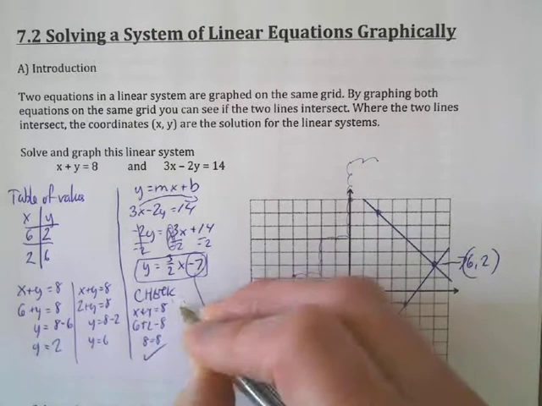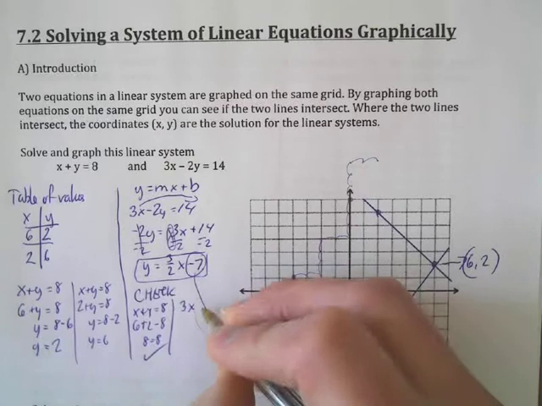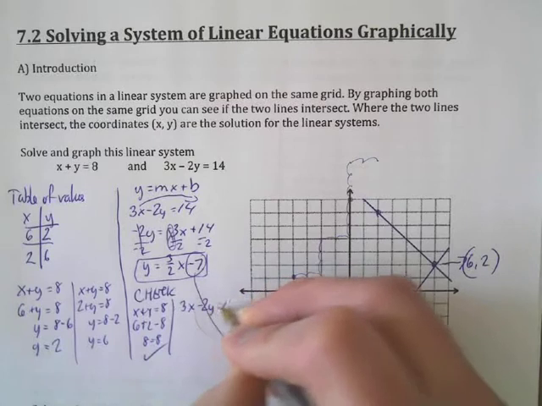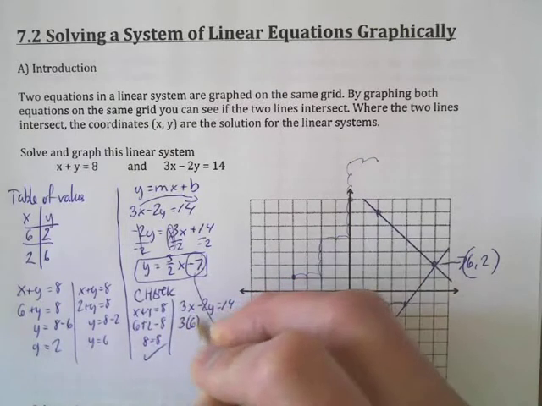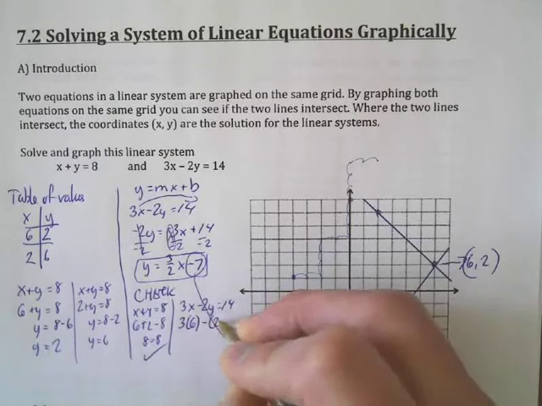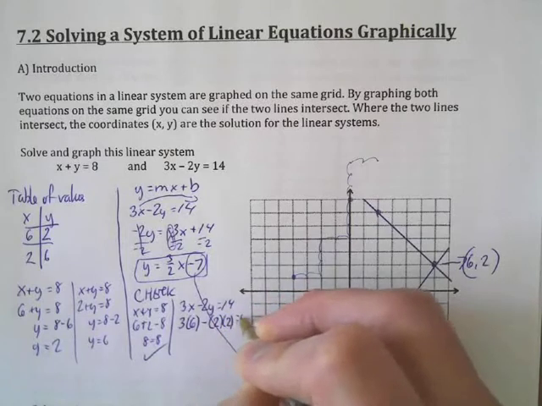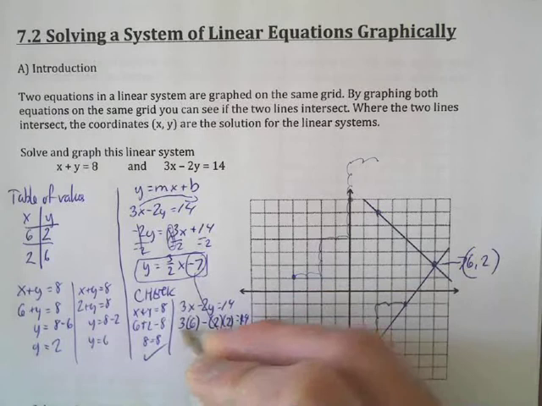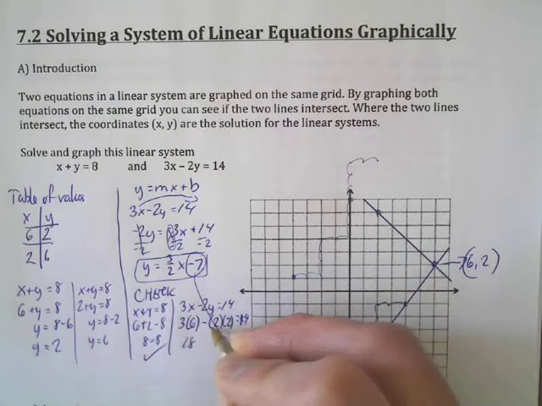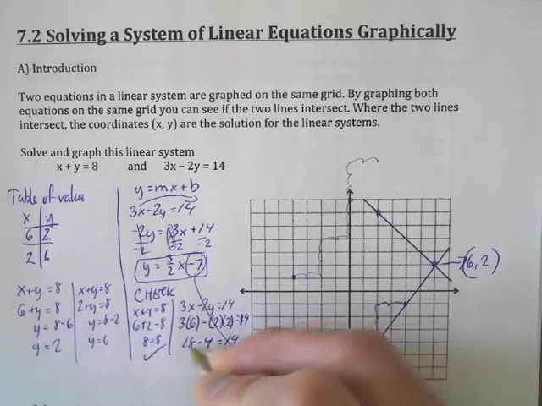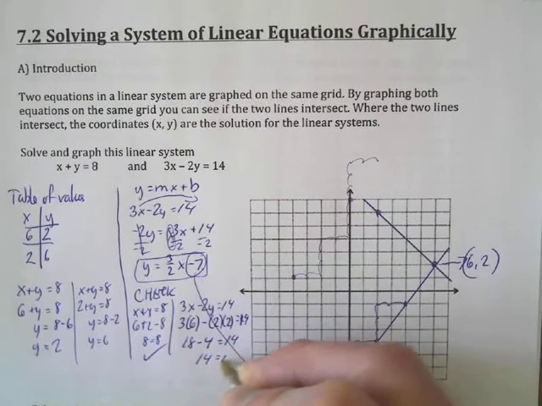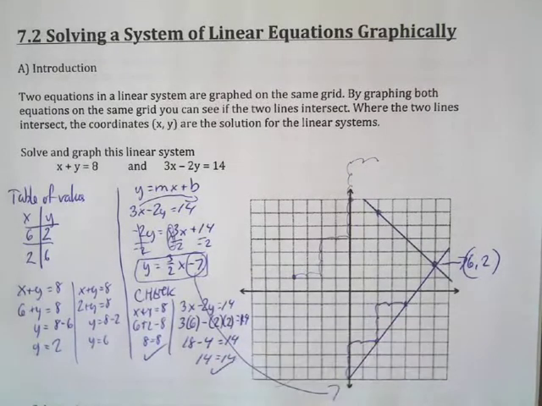Next one is 3x minus 2y is equal to 14. 3 times 6 minus 2 times 2 is equal to 14. 3 times 6 is 18. 2 times 2 is 4. 18 minus 4 is 14. 14 is equal to 14, so it does work.